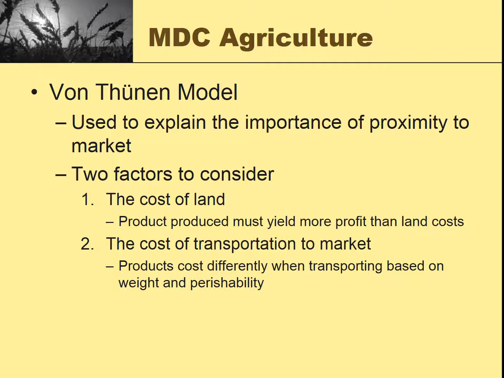Products cost differently when transporting based on their weight and perishability. The farther you are from the market, the more transportation costs you're going to pay. The closer you are to market, the less transportation costs you're going to pay. But there are other factors, of course. Weight and perishability also must be considered by the farmer. Remember, farmers act to maximize profit.